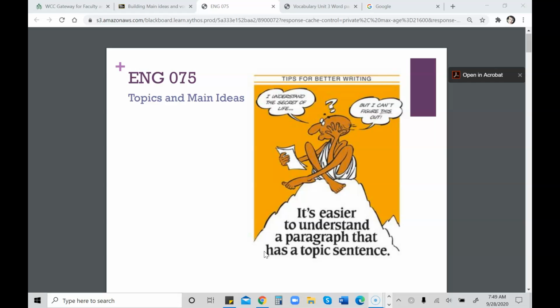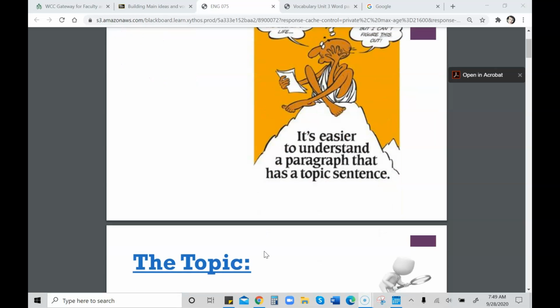And so we start with our gentleman sitting on the mountain, and it says, "I understand the secret of life." And then he says, "But I can't figure this out." So as you're looking at work, really what you want to focus on is, do your paragraphs have those topic sentences? Is it clear what you're trying to prove within the piece that you're working on?